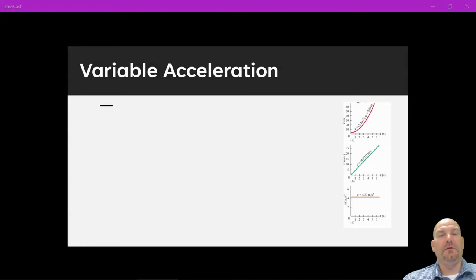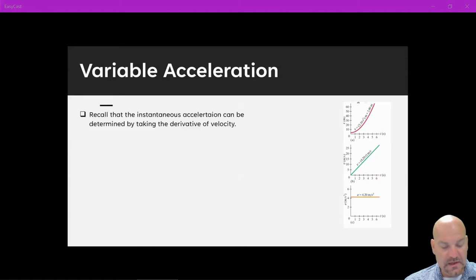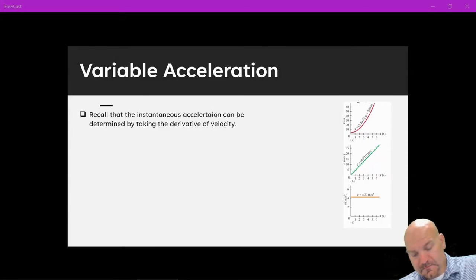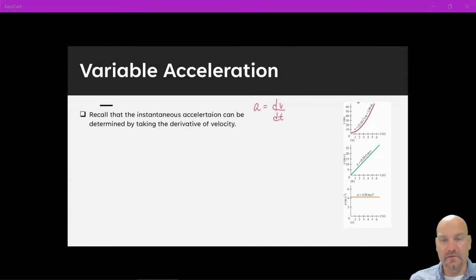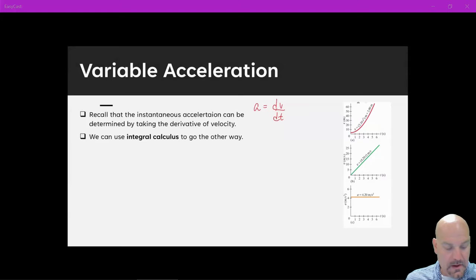Okay, so everything up until this point in Unit 1 is focusing on if the acceleration is constant. Now we're going to look at what happens when the acceleration varies with respect to time. Recall that instantaneous acceleration can be determined by taking the derivative of velocity, so a is equal to dv/dt. That's what we've done so far.